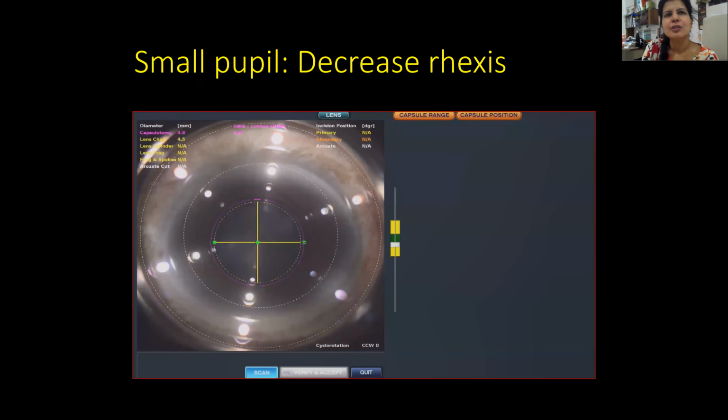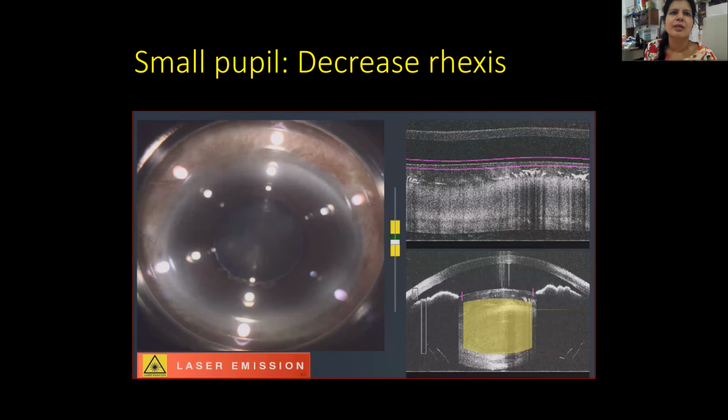There is also the possibility of decreasing the size of the rhexis in a small pupil. So your regular 5.2 or 5.5 millimeter rhexis can be brought down to around 4.6 or 4.7, but going below that would be detrimental. This is provided you're clearly away from the iris margins while doing the procedure, which is well indicated by this OCT here.